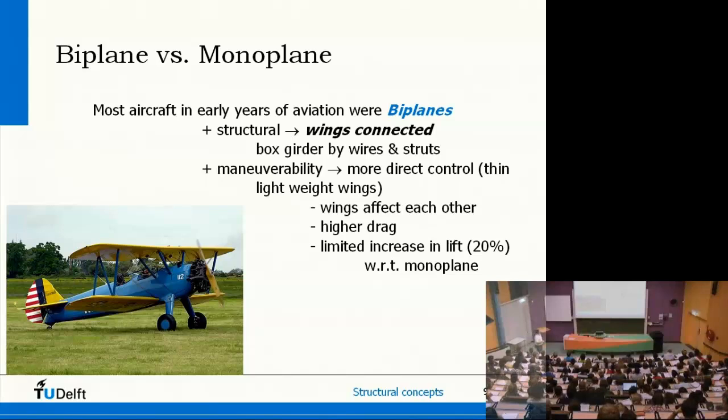Sometimes you see them nowadays in these air races, like Red Bull. You see these biplanes because they are very agile and very maneuverable. On the other hand, the effectiveness of having two wings is not like doubling the wing area. You only have a very limited increase in lift there.